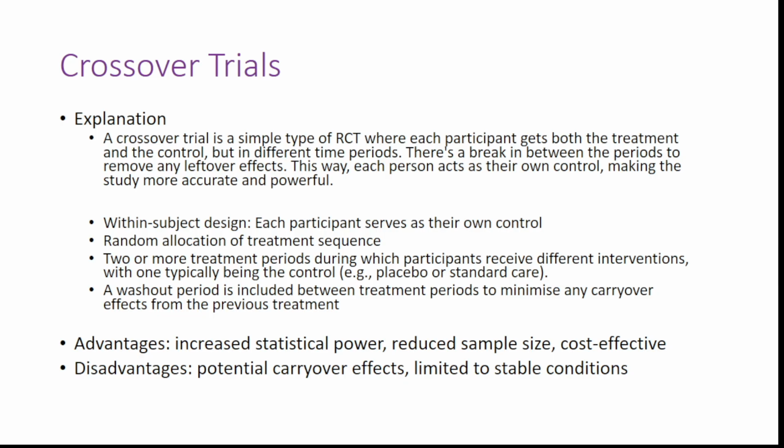So a crossover trial is a type of randomised trial where each participant gets both the treatment and the control, but they get randomised to which sequence they get. Do they get the control first, or do they get the intervention first, or do they get, for example, medication A and B? Do I get medication A first, or do I get medication B first? A time period happens, and they swap over. If I got A, I now get B. If I got B, I now get A.